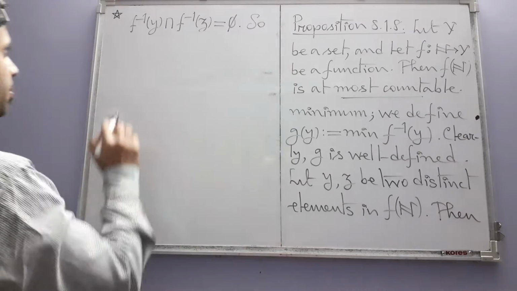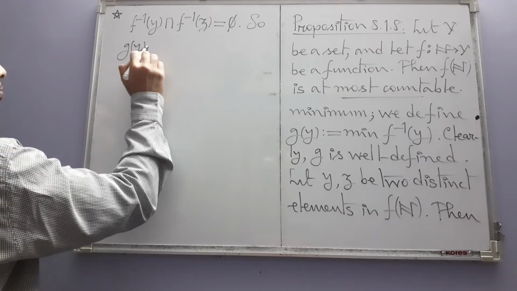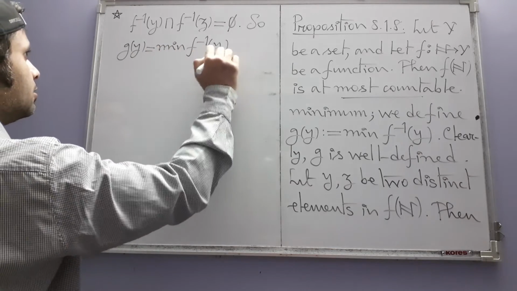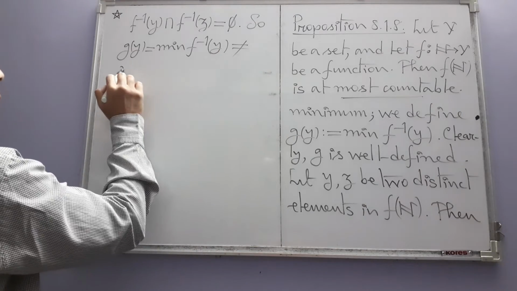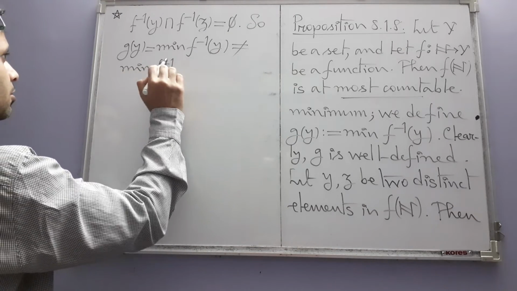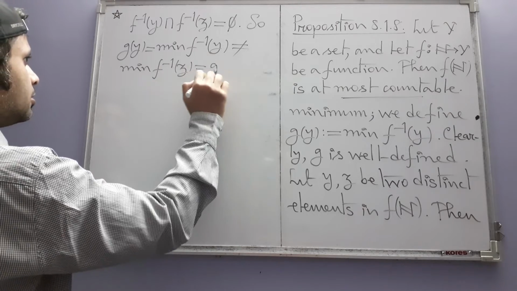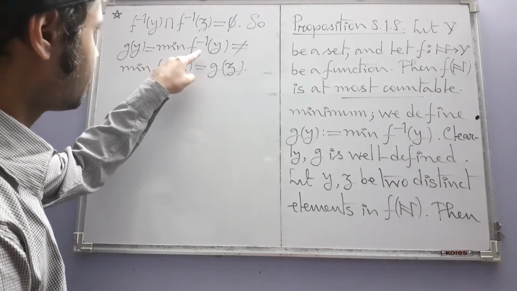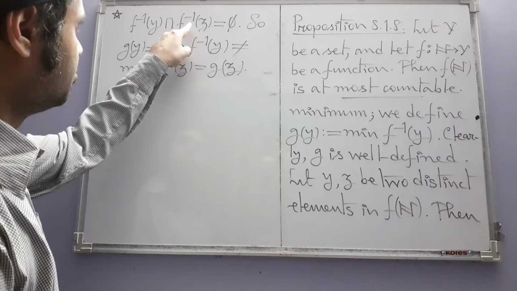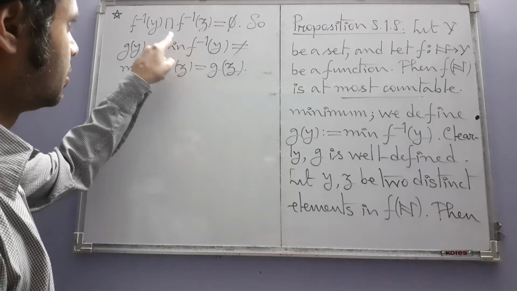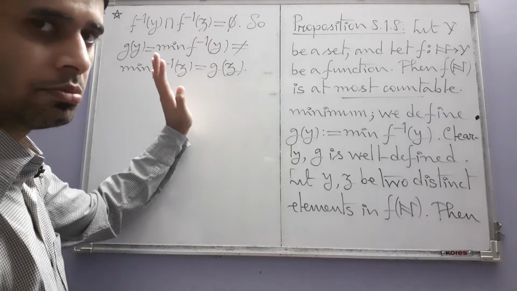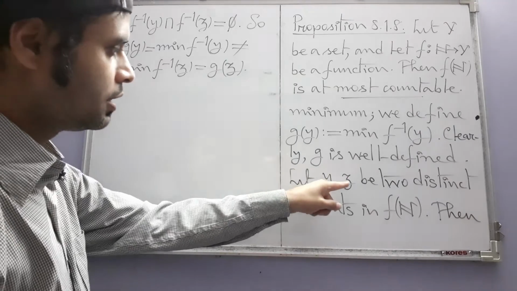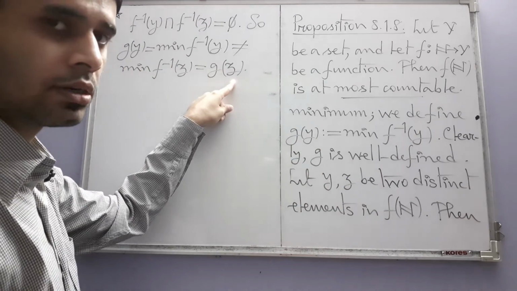So g of y, which is the minimum of f inverse of y, will be not equal to the minimum of f inverse of z, that is g of z. Why? Because the minimum of this set is an element in this set, whereas the minimum of this set is an element in this set. Because there is nothing common, those two minima cannot possibly be equal. So that's why we have this distinctness. So distinct inputs have given us distinct outputs.